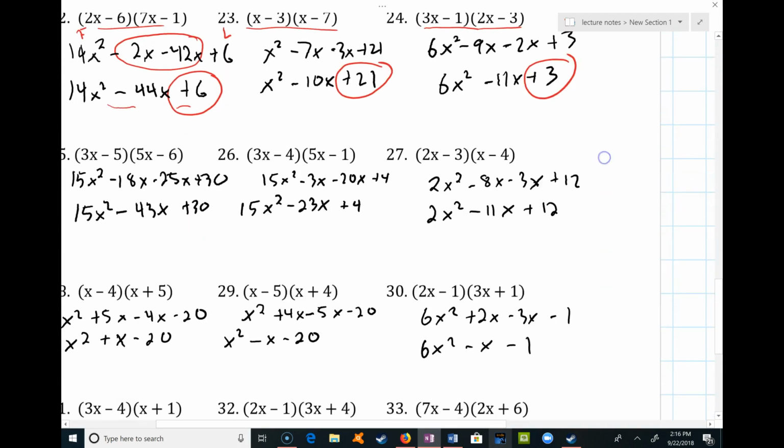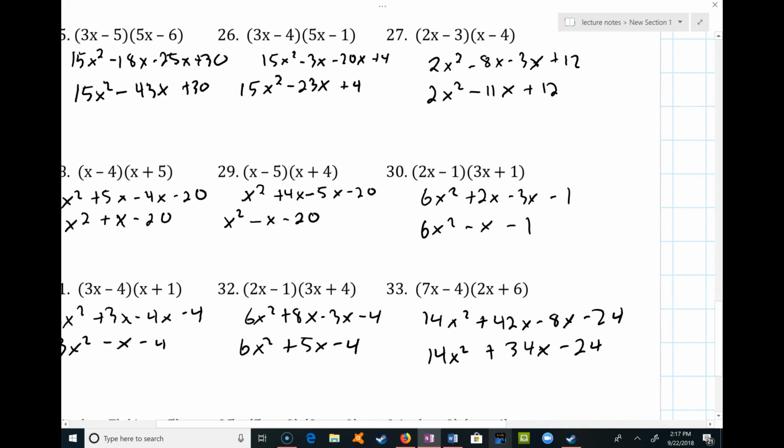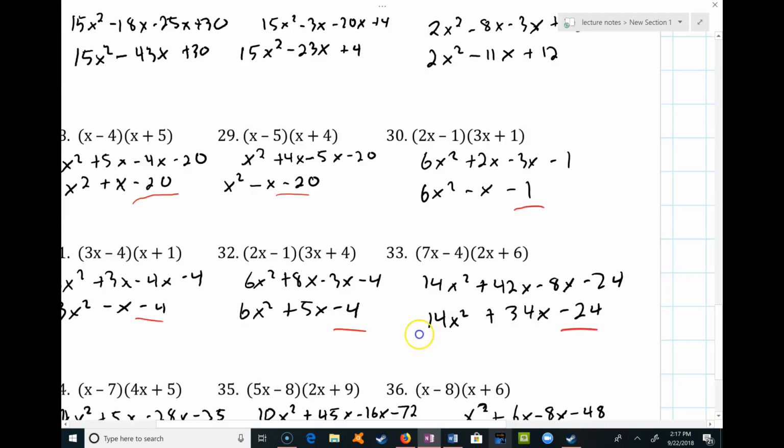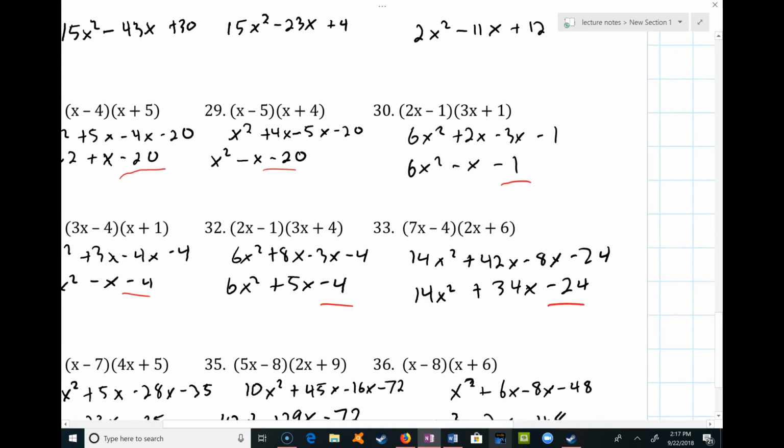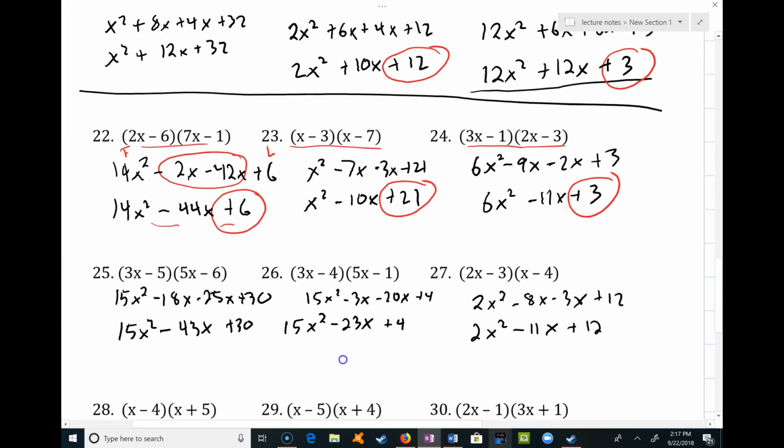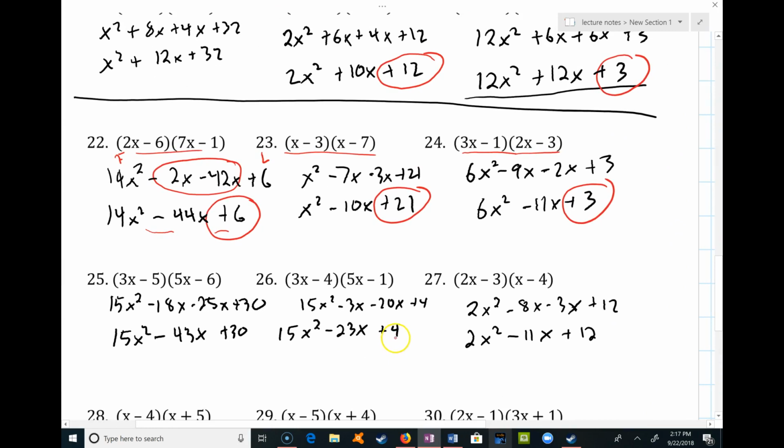And then when you get down to here, notice that all of these last terms are negative. Negative, negative, negative, negative, negative, negative, negative. And notice that all these binomials have the opposite signs in the middle. So just looking at that third term, if it's positive, that means the signs are going to be the same. If it's negative, the signs are going to be different. So then when I look back up here, if the last term is positive and the middle term is negative, that means that both my binomials have a negative in them.